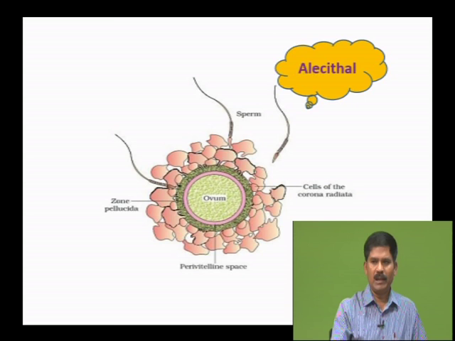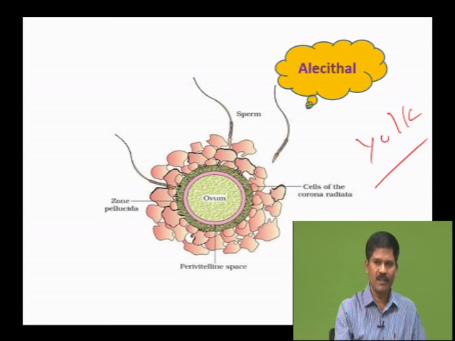It is said to be alecithal. It is called alecithal because it is free from yolk. You know that yolk is a reserve food material that provides nutrition for the developing embryo, as we see in the case of bird's eggs.